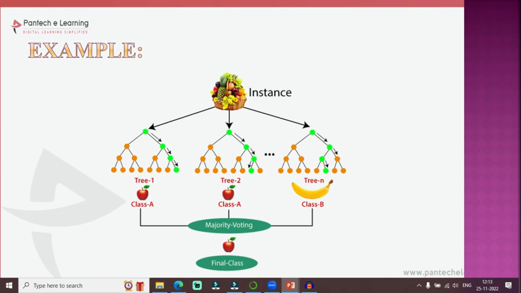Clear with this? So this is ensemble learning, or collective learning. What is the major difference between a decision tree algorithm and a random forest algorithm? Instead of a single decision tree, I am going to combine the results of several decision trees.